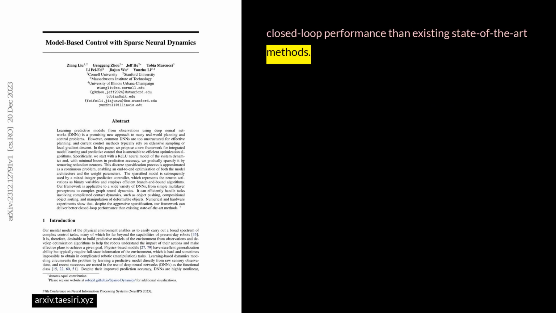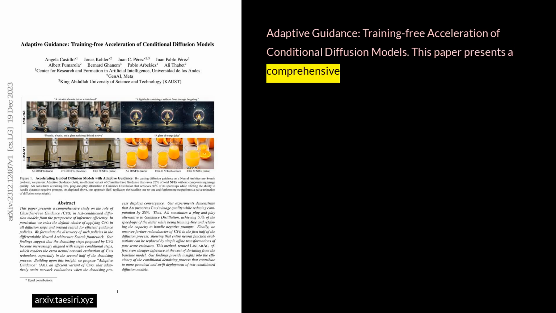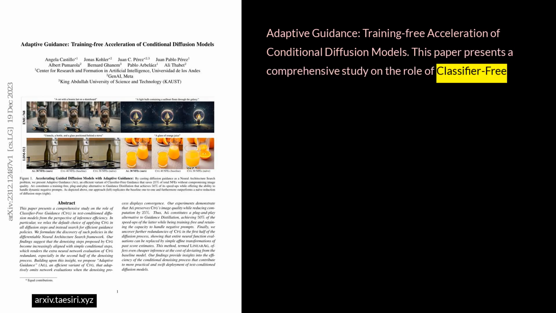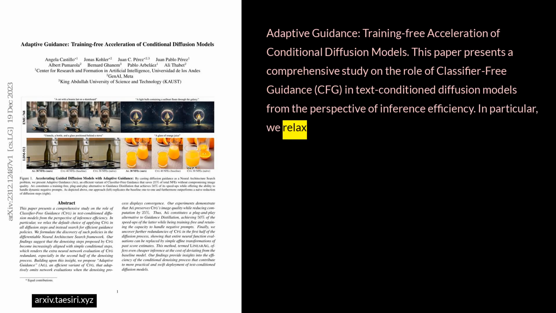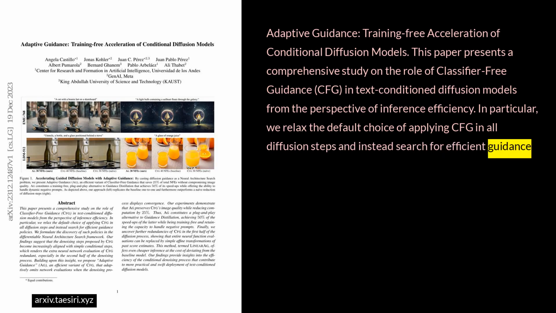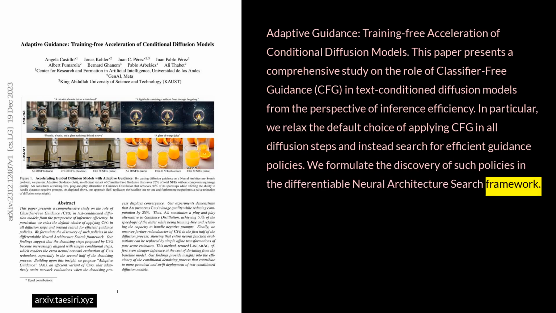Adaptive guidance, training-free acceleration of conditional diffusion models. This paper presents a comprehensive study on the role of classifier-free guidance, CFG, in text-conditioned diffusion models from the perspective of inference efficiency. In particular, we relax the default choice of applying CFG in all diffusion steps, and instead search for efficient guidance policies. We formulate the discovery of such policies in the Differentiable Neural Architecture Search framework.